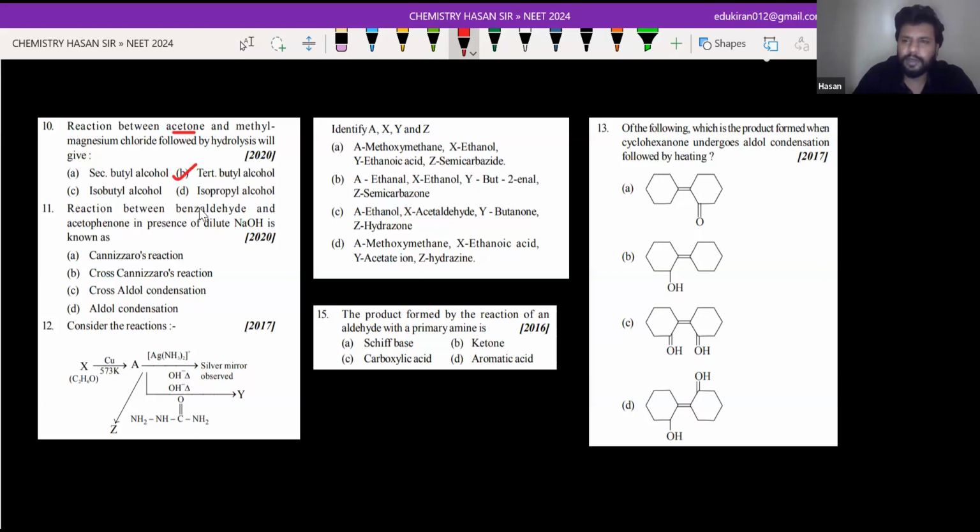Question 11, what is the answer? You need to write the benzaldehyde structure and acetophenone. If it is B or C, what did you say? C. It is cross aldol, because alpha hydrogen is present there, right? And dilute NaOH is there. In Cannizzaro, we use concentrated. What is the answer for 12?